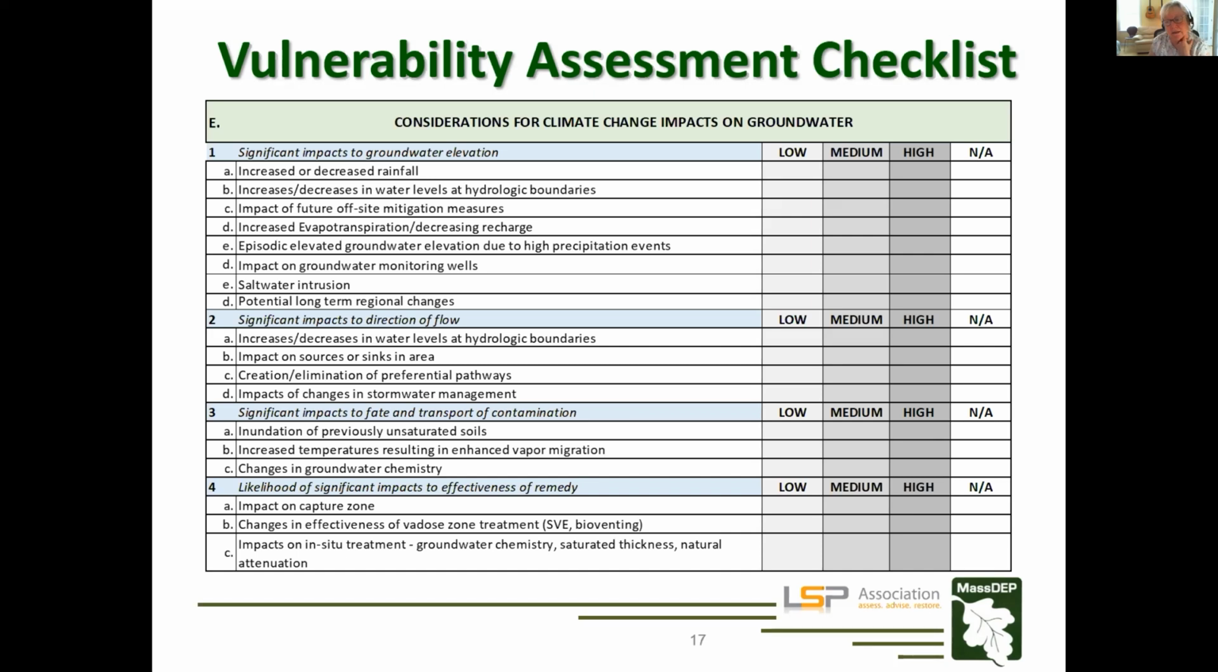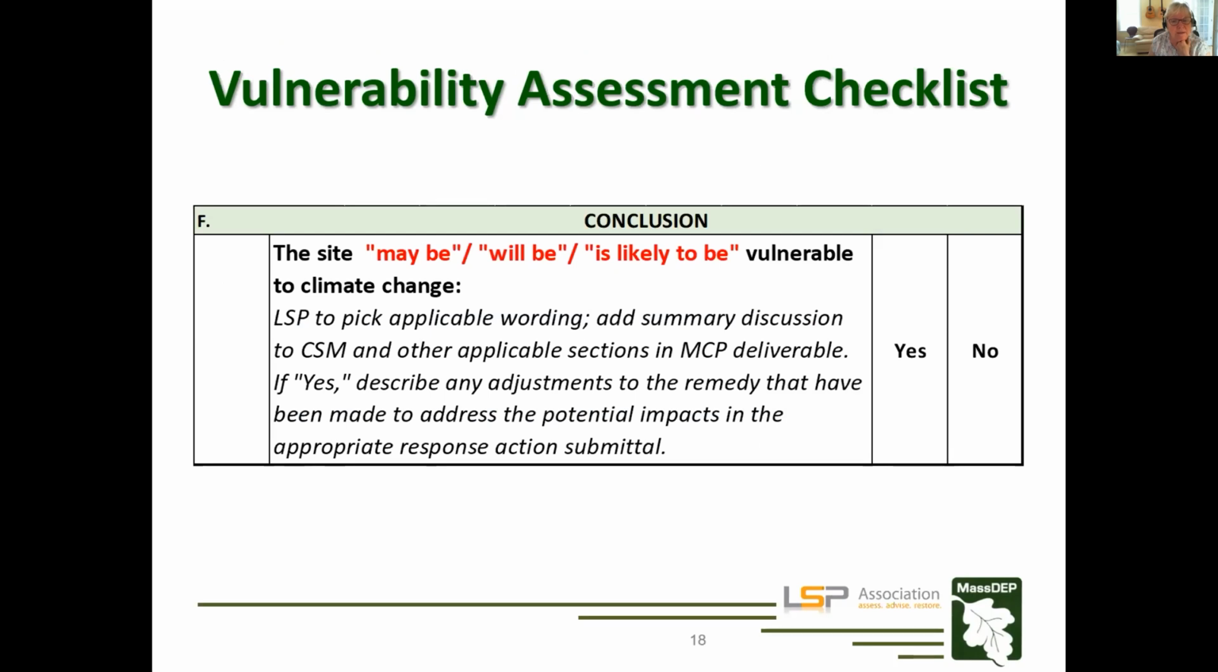And then the last section, if you want to go to the next slide, Susan, is really where the LSP reaches a conclusion. You have rated things as low, medium, or high throughout the prior three sections, and now you pick the applicable wording: is it likely to be vulnerable, or is it not likely to be vulnerable? If your conclusion is that it is likely to be, then your decision documents and your conceptual site model need to point to any adjustments to the remedy, to the scope of your assessment, or to considerations to be made in your Phase 3 that could address that level of vulnerability.